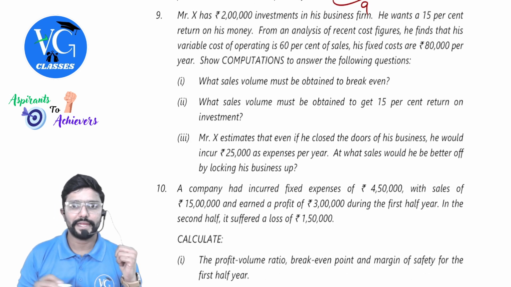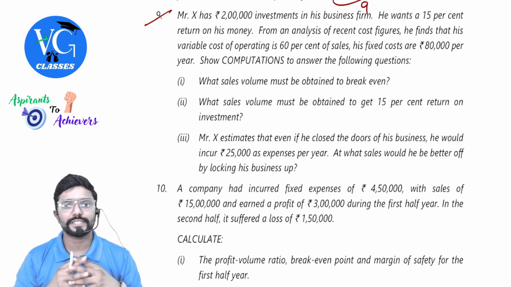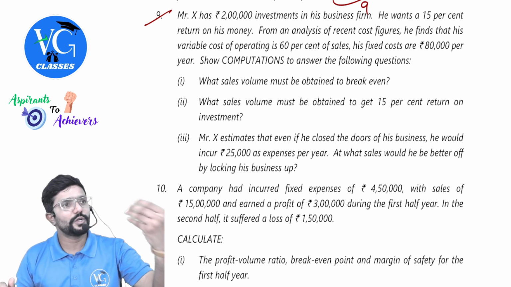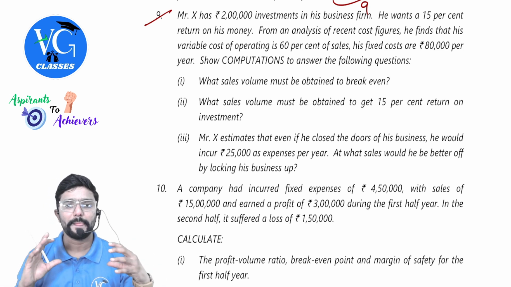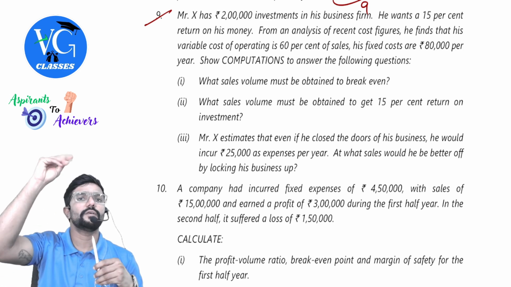Question number 9, guys. Mr. X has 2 lakh investment in his business firm. He wants a 15% return on his money. So 30,000 profit is expected. From an analysis of recent cost figures, he finds that his variable cost of operating is 60% of sales.